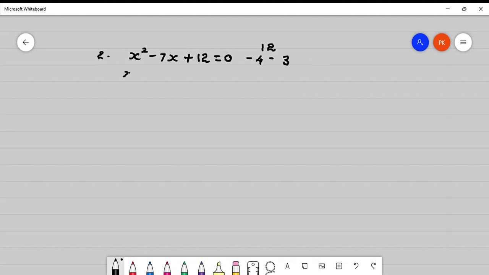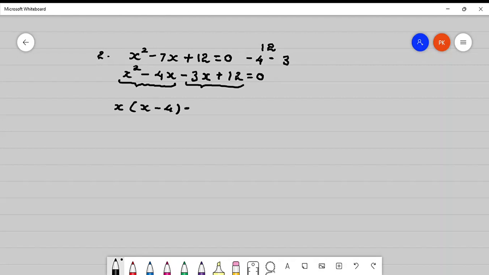So split up the middle term as minus 4x, minus 3x, plus 12 equal to 0. Group the terms. First two terms, last two terms. So from the first two terms take x common. That gives you x minus 4. Take the sign of the middle term common.